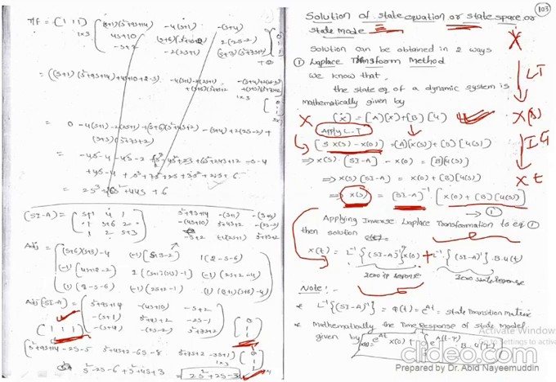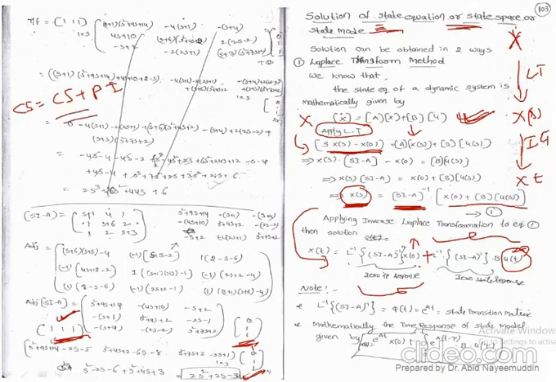It consists of the output due to the initial condition, and the output due to the presence of input u of t. It means the complete solution is, as all of you are aware from mathematics, that the complete solution of a given equation is the complementary solution plus the particular integral.